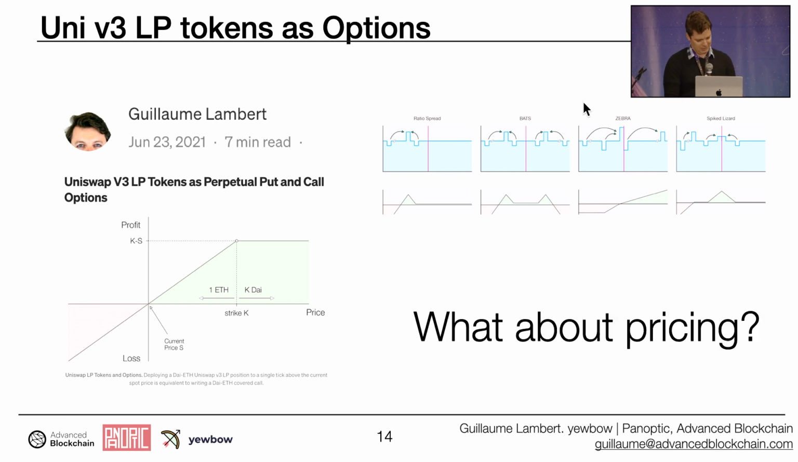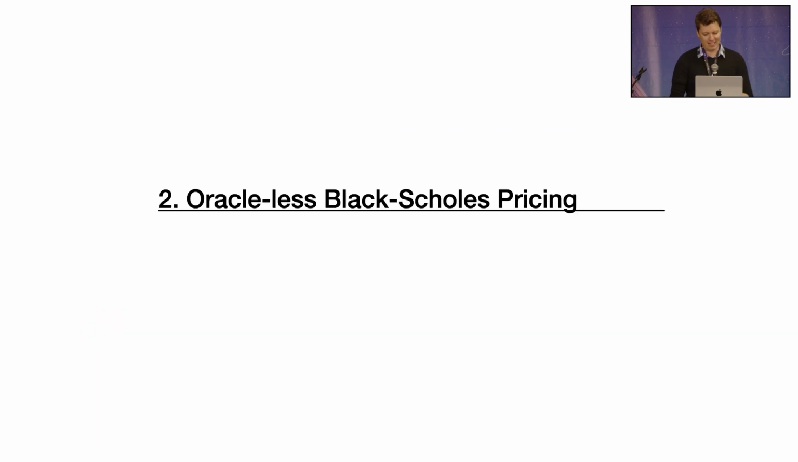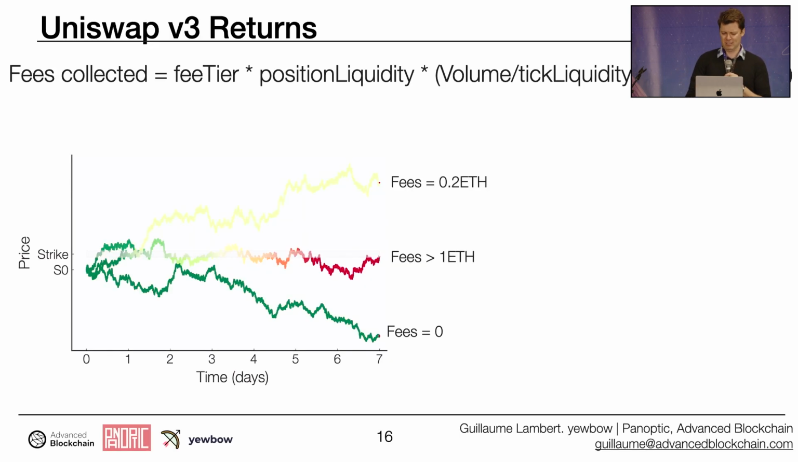One key point is the price. How do you price those instruments? And again, we were thinking about that for a long time. We came up with that Oracle-less Black-Scholes pricing. So Black-Scholes is kind of the standard, state-of-the-art way of pricing options.